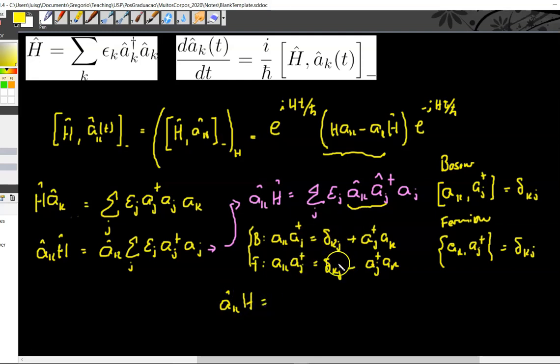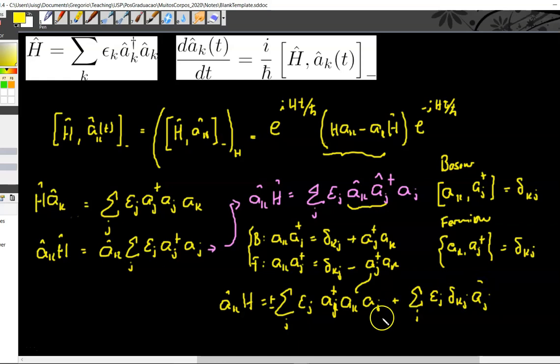Okay? So in either case, we have a_k H equals, there will always be a delta kj there. So in both cases, there is a term like a_j dagger a_k with plus or minus, plus a term like the sum over j of epsilon j, and this term is this one, and the other one with the delta kj is this one. It's going to be delta kj a_j, right?